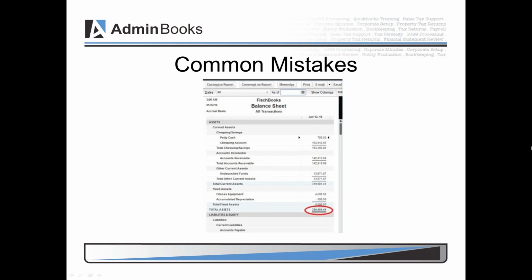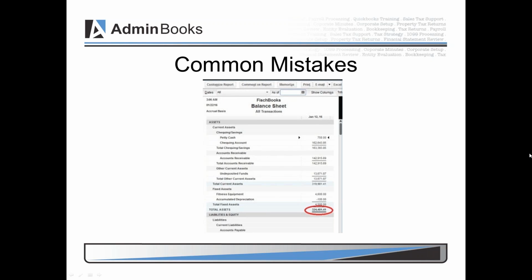I get a lot of cleanup files where they've accepted all these transactions but never reconciled. And reconciling your accounts is really important because many times there are duplicates in the registers that overstate your expenses or overstate your income. So reconciling back to your bank statements is really important.